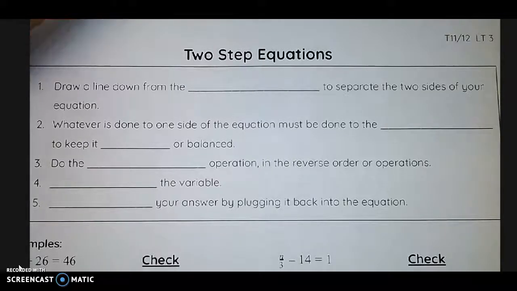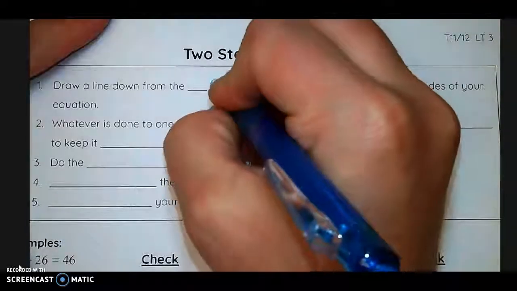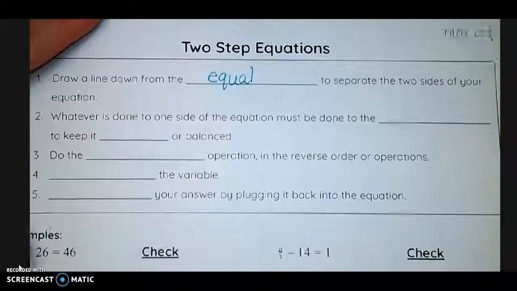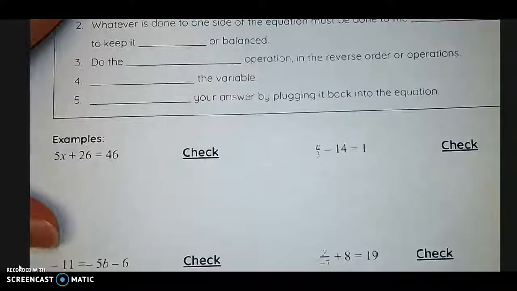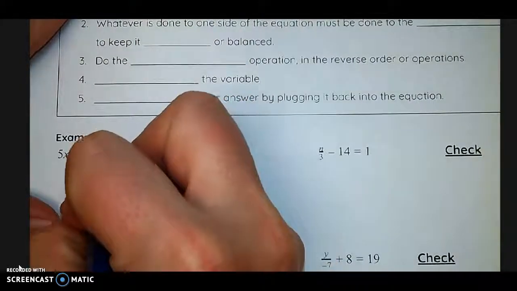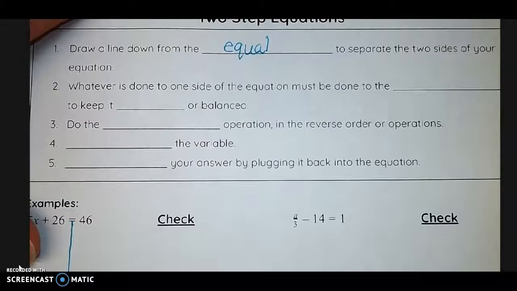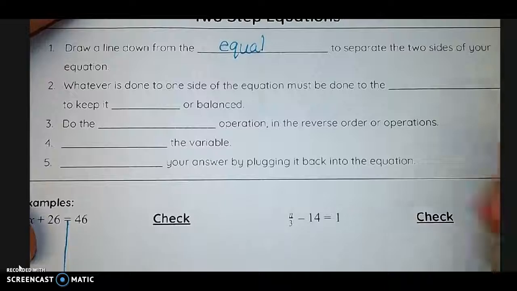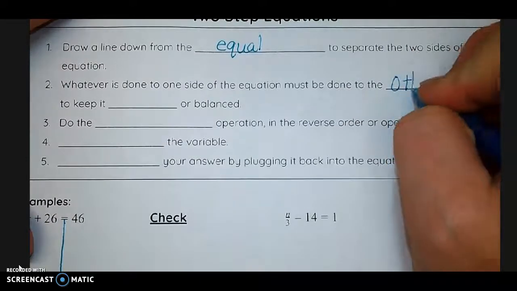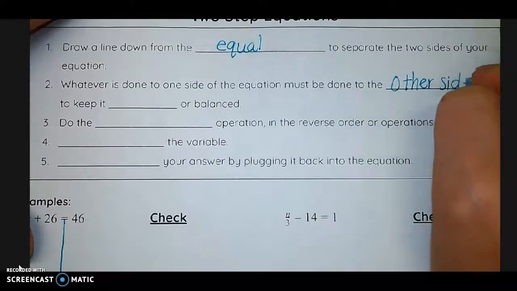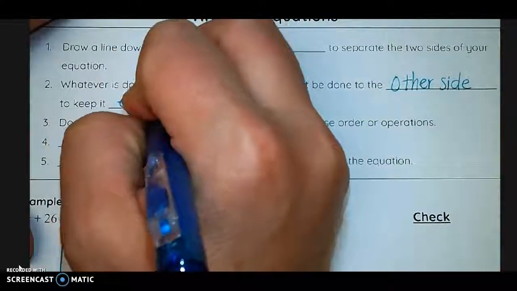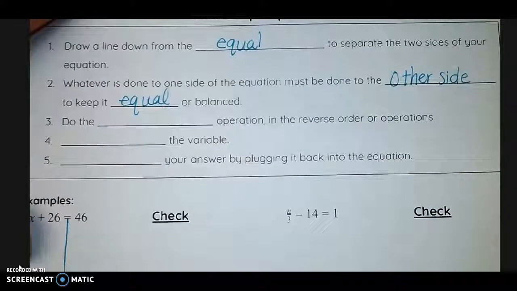So the steps to doing this, if you want to think of them as steps instead of thinking backwards: first thing I want to do is draw a line down from the equal sign to separate the two sides of your equation. So what that looks like is I come to my equal sign and I'm going to draw a line down right there. Now whatever is done to one side of the equation must be done to the other side to keep it equal or balanced.